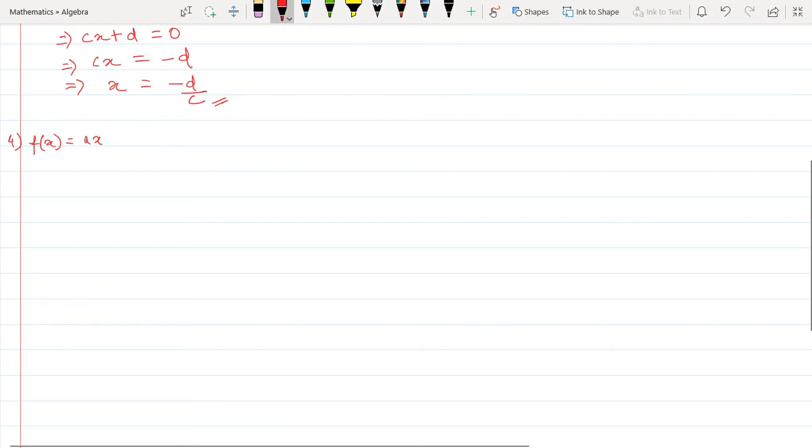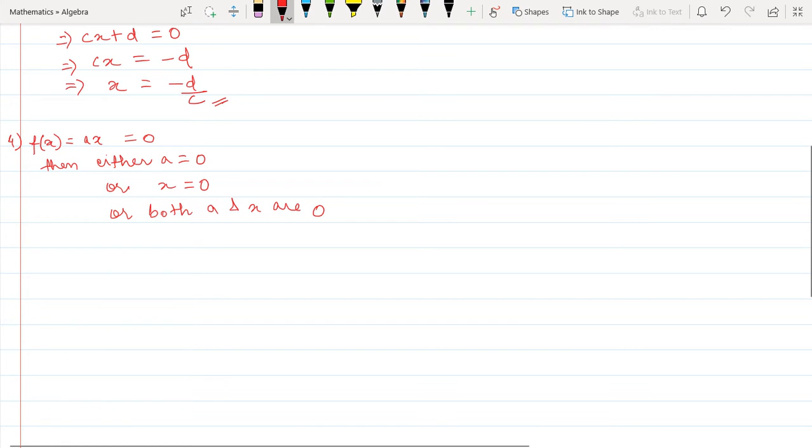Now let us look at another example. This is slightly more complicated than the previous one. We have to find the 0 of this polynomial. So this is equal to 0. Now if f(x) is equal to a of x, which is equal to 0, then either a is equal to 0 or x is equal to 0, or both a and x are 0.